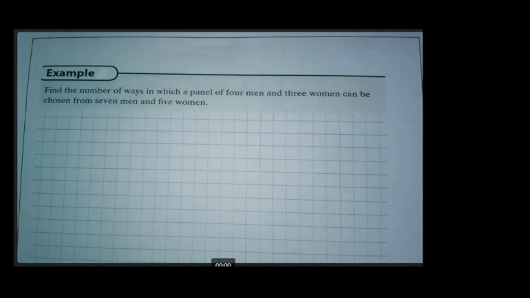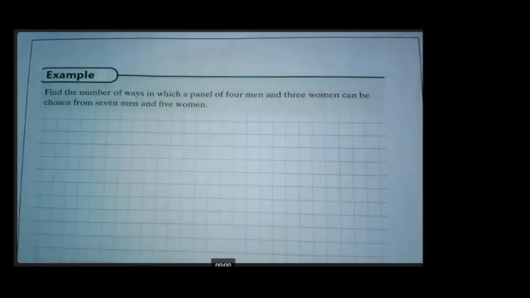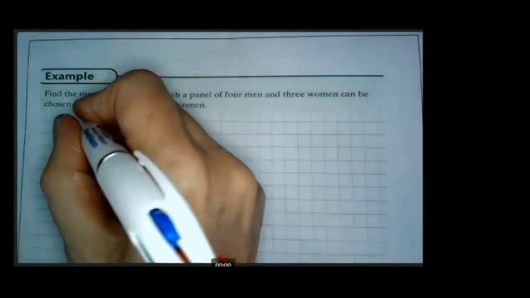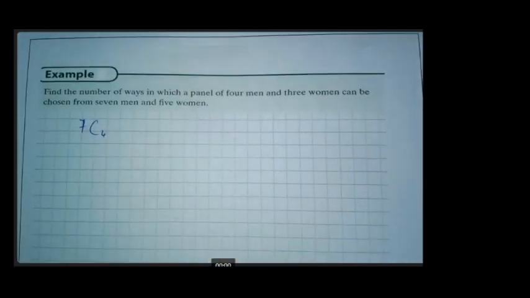We want a panel of 4 men, and the 4 men can be chosen from 7 men. So just consider the men first. If I want 4 and I'm choosing from 7, it's going to be 7C4. So that's the men sorted.